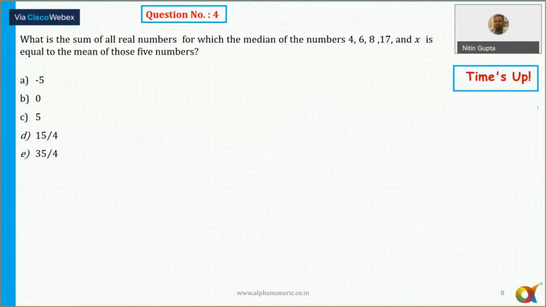Okay, time up. Garima is saying option C. Rohit has given me the answer as option E. All right, we'll check which is the correct one, whether C or E. Apeksha is also saying option E. All right, Apeksha, let's see.